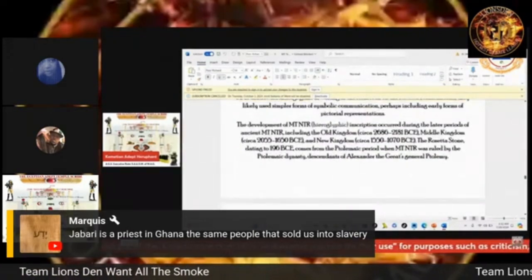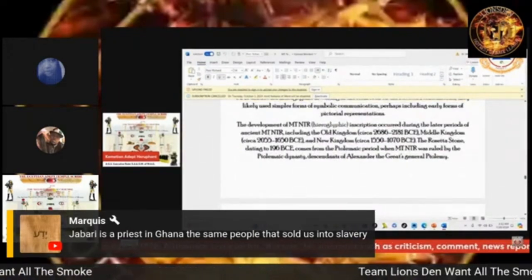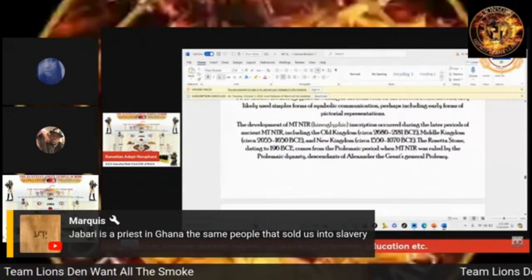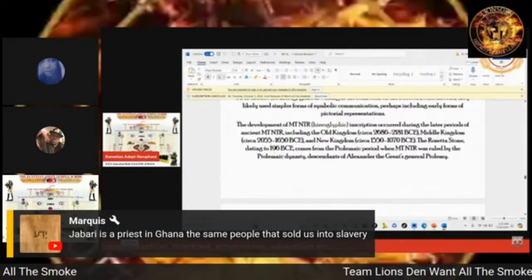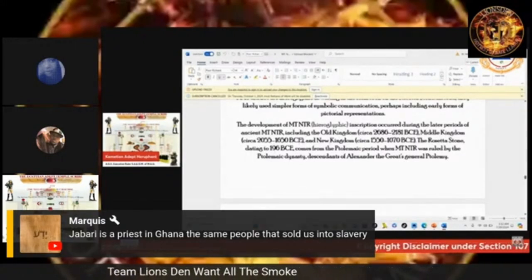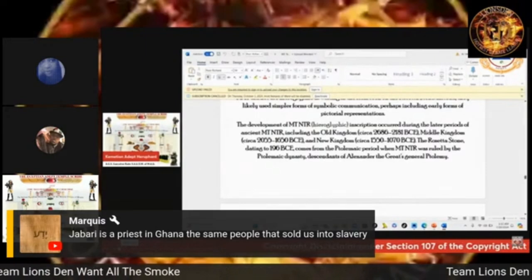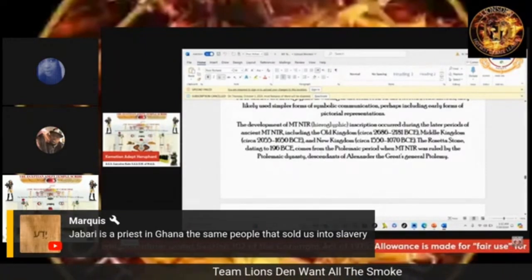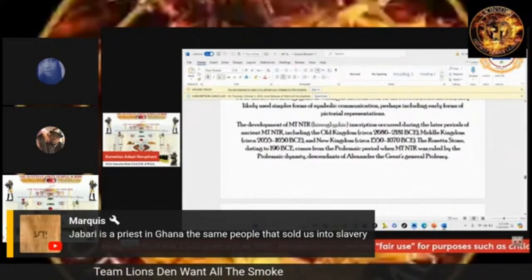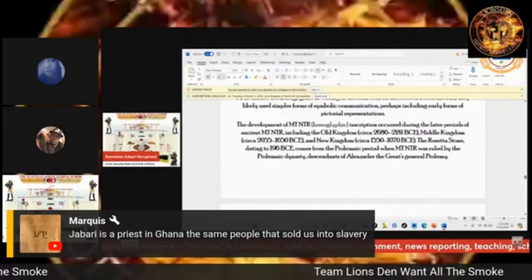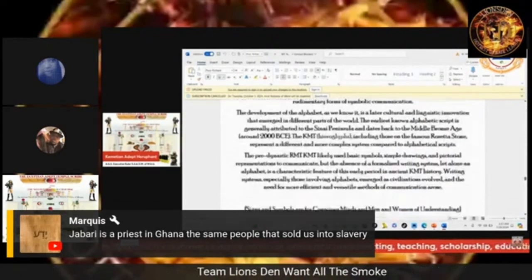The development of Medu Neter hieroglyphic inscription occurred during the later periods of ancient Medu Neter, including the Old Kingdom, 2686 to 2181 BC, the Middle Kingdom, circa 2055 to 1650 BCE, and the New Kingdom, circa 1550 to 1070 BCE. The Rosetta Stone, dating to 196 BCE, comes from the Ptolemaic period, when Medu Neter was ruled by the Ptolemaic dynasty, the descendants of Alexander the Great's general Ptolemy.